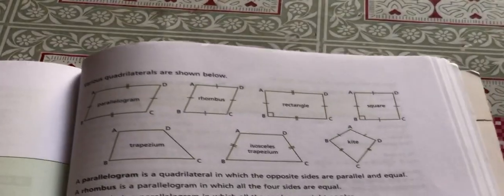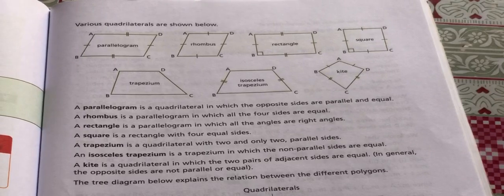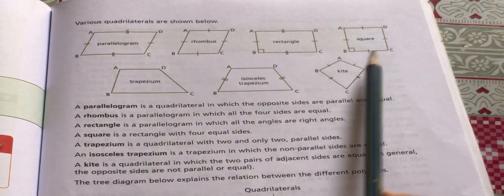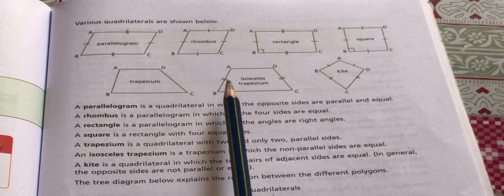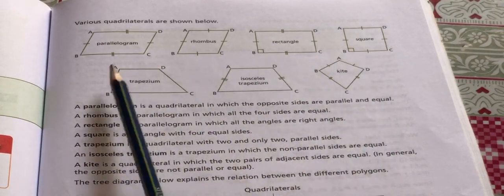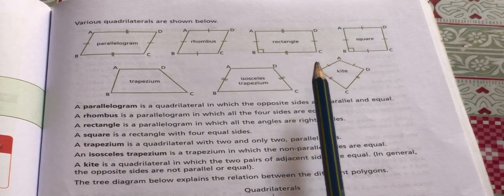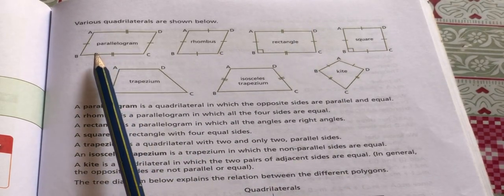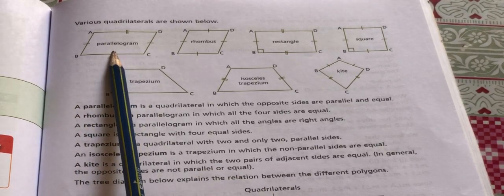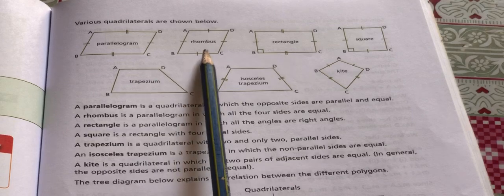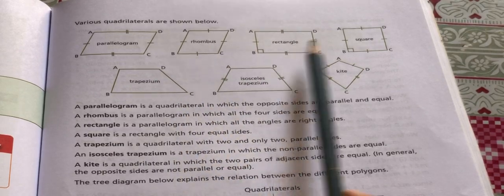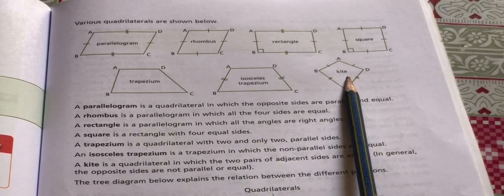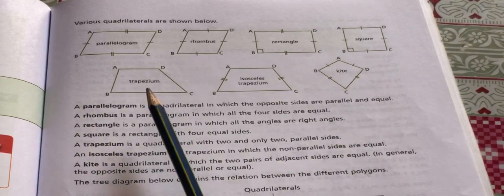Now here we have some kinds of quadrilaterals. As you can see, all the figures given have four sides, so these all are called quadrilaterals. But every quadrilateral has a new name due to its properties. The first quadrilateral you can see is a parallelogram, and the others are rhombus, rectangle, square, trapezium, isosceles trapezium and a kite. Now we learn the definitions of these quadrilaterals.